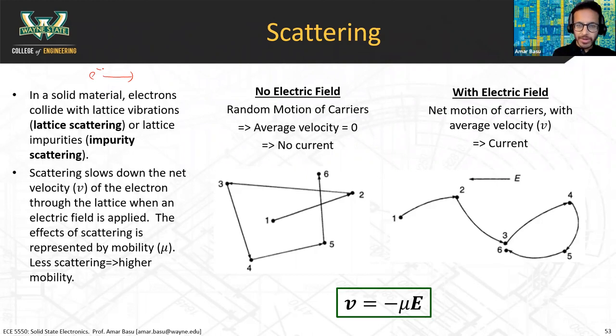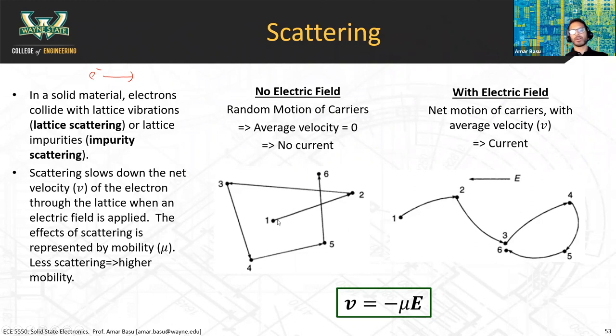But in a solid material, as the electron's moving through the material, it's actually bumping into things. And that bumping into things is called scattering. In a solid material, electrons collide with lattice vibrations or lattice impurities. There are two different types of scattering mechanisms, which I'll talk about on the next couple of slides. But what does scattering do? It slows down the velocity of the electron because the electron keeps on bumping into things. This effect of scattering is represented by the mobility. So if you have a lot of scattering, you're going to have a small mobility. If you have less scattering, you'll have a higher mobility.